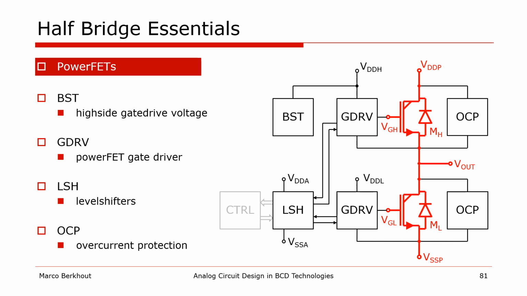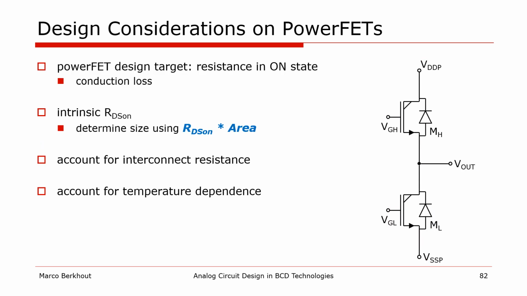But everything starts with the proper design of the power FETs. The design target for power FETs is to achieve a specified low on resistance, which is coupled to conduction loss. The main contributor to total resistance is the intrinsic RDS(on) of the power FET itself. And we can make a first estimation of the required area by using the specific on resistance, or RDS(on) times area product, that I introduced earlier. But there is more. Because we are typically shooting for a low resistance target, the contribution of the interconnecting metal cannot be ignored. And on top of that, we need to be aware that the resistance increases with temperature.